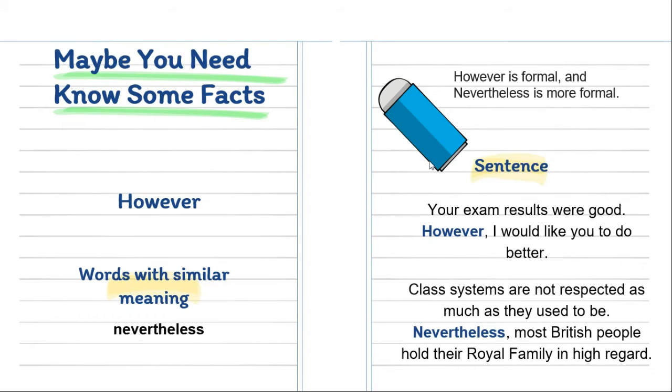Kalau nevertheless, it's more formal like this one. Class systems are not respected as much as they used to be. Stop. Nevertheless, comma, most British people hold their royal family in high regard. Nah, class systems are not respected as much as they used to be. Jadi, class system kelas sosial. Nah, kalau di sini kayak bangsawan dan bukan darah biru, nggak terlalu diperhatikan kan? Tapi di British, most of the people still hold this.